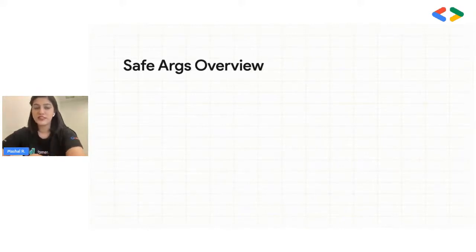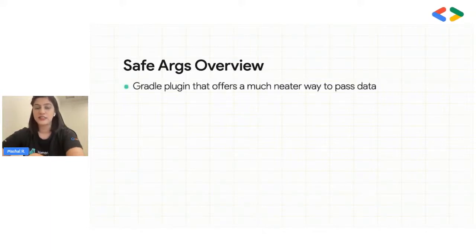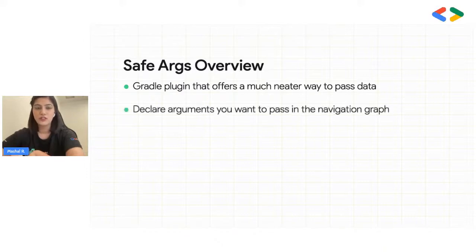Navigation component provides a much easier way to pass data called Safe Args. It's a Gradle plugin that lets you enter information about the argument you want to pass in the nav graph and automatically generates code for us to deal with bundles. We don't have to write the tedious code to deal with bundles, it is done automatically for us. All you need to do is declare the arguments you want to pass in the navigation graph.